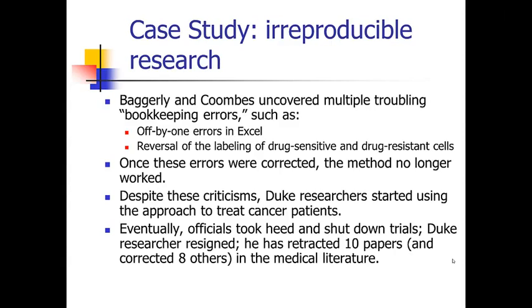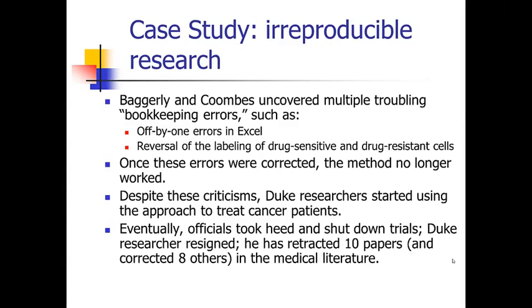This is a major problem because remember, we're trying to predict who's going to be sensitive to drugs and who's going to be resistant to them. So if you predict the exact opposite, you're going to give everybody exactly the wrong drug for them. So these were major errors.